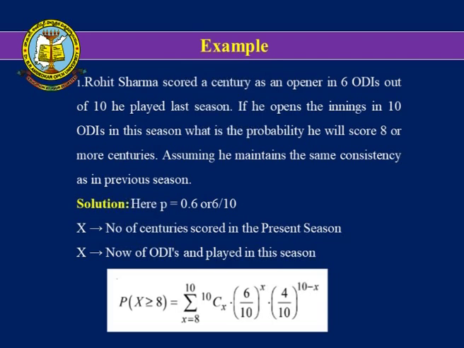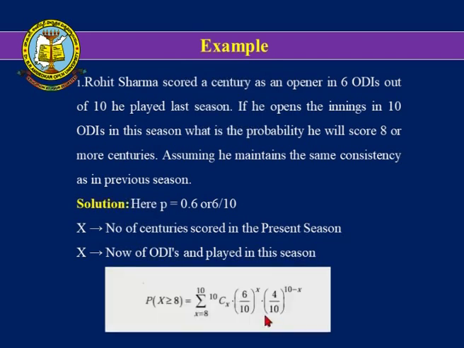We know that the fixed number of trials is 10, and we need to find 8 or more centuries. So x equals 8 to 10, that is 10 Cx p to the power of x q to the power of 10 minus x. What is q? Here p is 6 by 10, and q means 1 minus p, so 1 minus 6 by 10 is 4 by 10. So that is the summation from 8 to 10.